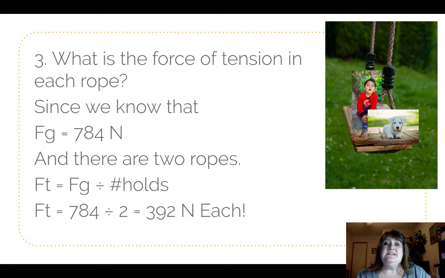Therefore, what is the force of tension in each rope? Well, since there are 2 ropes holding it up, the force of tension is equal to the force of gravity divided by the number of holds. You might want to add that to a formula sheet. If you had to find the force of tension, it is equal to the force of gravity divided by the number of holds. So that means that each force of tension is 392 newtons. Okay.